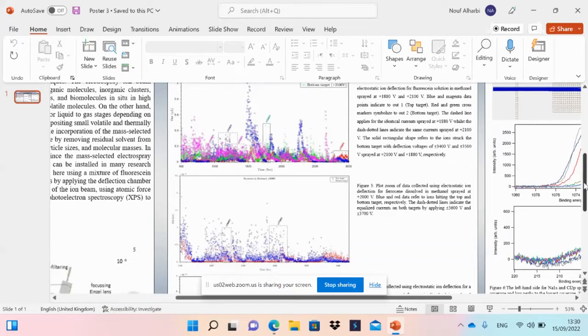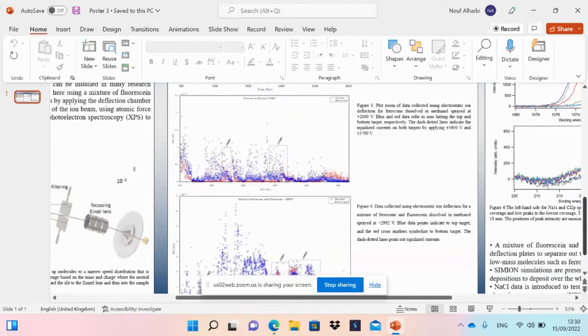And we get the equal current here at 3000 volts, 3600 volts and 3700 volts. That means the lighter molecule is deflected more than the one in figure 2. The heavier molecules have higher kinetic energy than the lighter ones.